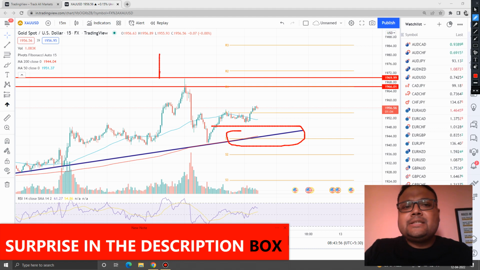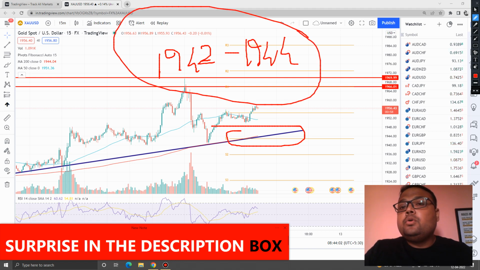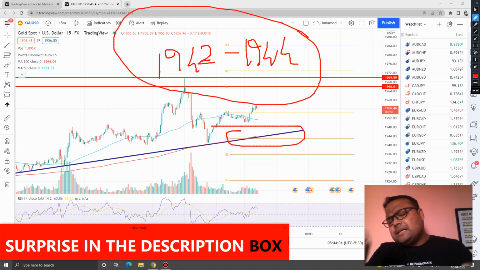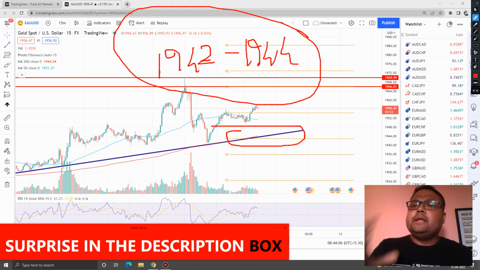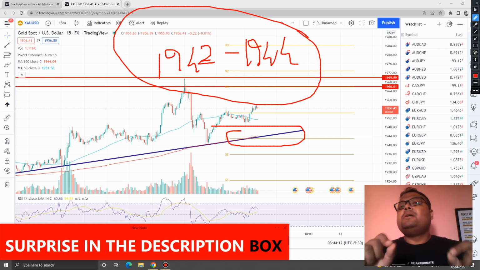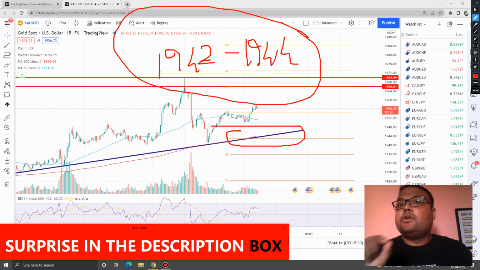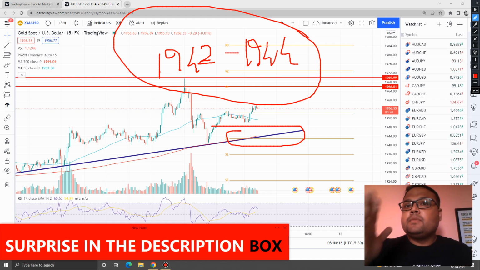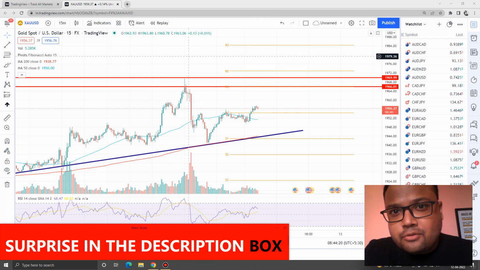So around 1942 to 1944 we have the 200 moving average, and in case there is a fall in the market, there is a possibility that the market will get support. If you find the market bouncing from this particular support zone, you can go for a buy as well. But again I'll say confirmation is always important, because confirmation is the insurance of traders.